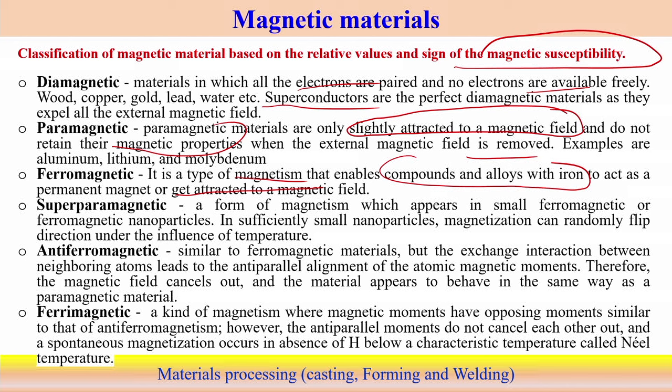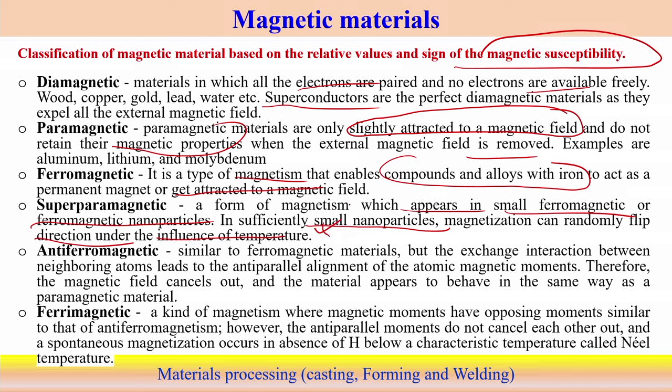Similarly, superparamagnetic is a state of magnetism which appears in small ferromagnetic nanoparticles. Very small ferromagnetic nanoparticles behave like a paramagnetic material, but are confined in a very small nanoparticle. In this case the magnetism can randomly flip direction, so the direction can be randomly changed under the influence of temperature.